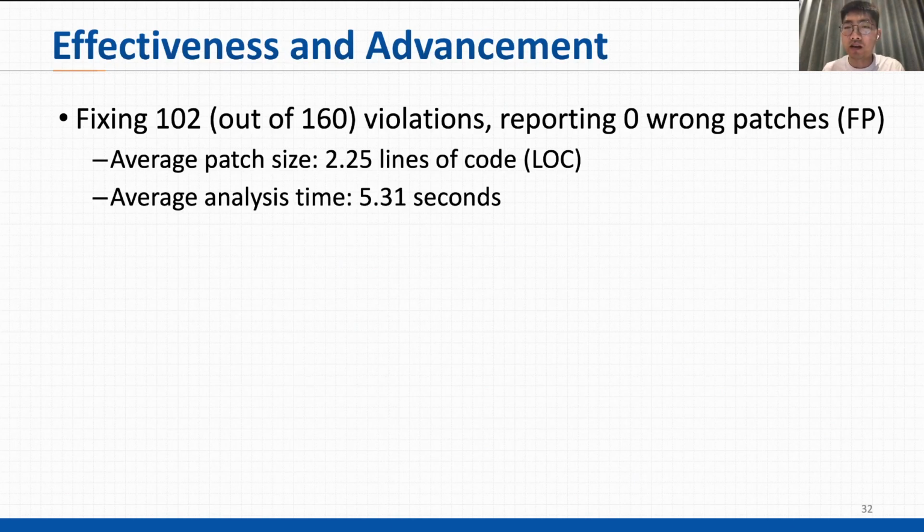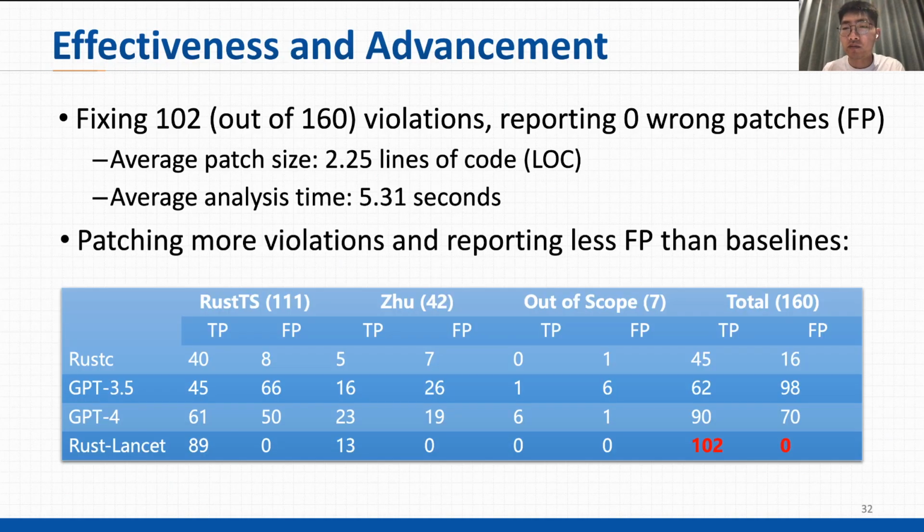Rust-lancet fixes 102 violations out of 116 cases. The average patch size of Rust-lancet is 2.25 lines of code, and the average analysis time is 5.31 seconds. Rust-lancet patches more violations and reports fewer false positives than other baselines.